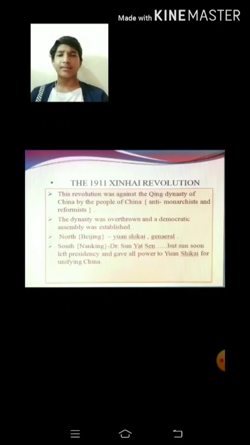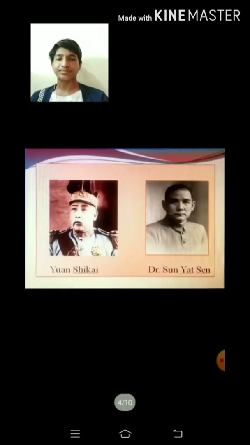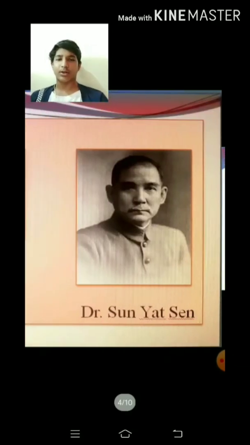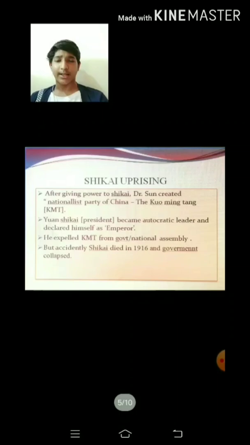Now at this time there was a typical condition in China. The north part was under the control of Yuan Shikai, who was an army general, and the south part was under Dr. Sun Yat-sen, who soon left the presidency and gave all power to Shikai for unifying China. So there should be one leader, and Dr. Sun Yat-sen gave all the power to Yuan Shikai. Here we can see the images of Yuan Shikai as well as Dr. Sun Yat-sen.